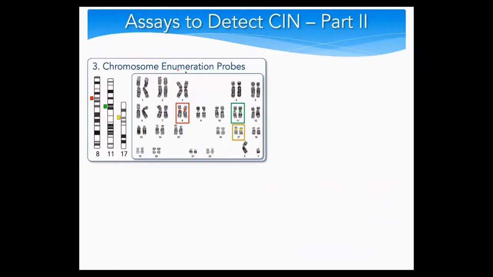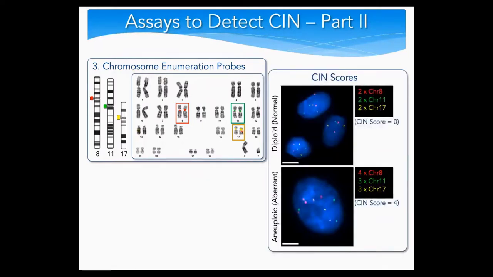The final assay that we've really developed and I'm going to discuss today is chromosome enumeration probes. These are FISH-based probes that differentially label the pericentric regions of chromosomes 8, 11, and 17. This karyogram simply verifies that within mitotic spreads, we can see the chromosomes correctly localized to the right chromosomes, as well as those pericentric regions.